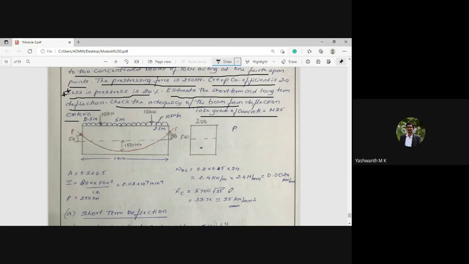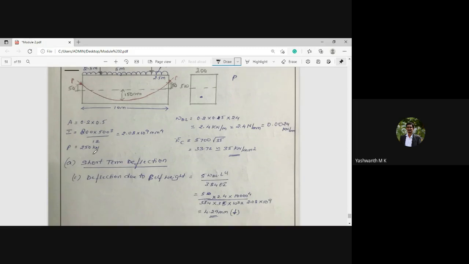In the examination, you can do with 34 also, or you can do with 33.72 also, no change. But I have rounded off to the nearest whole number, so that is 35 kilonewton per millimeter square. Is it clear? So now let me go ahead with the first one, that is calculation of short-term deflection for rectangular PSC member.